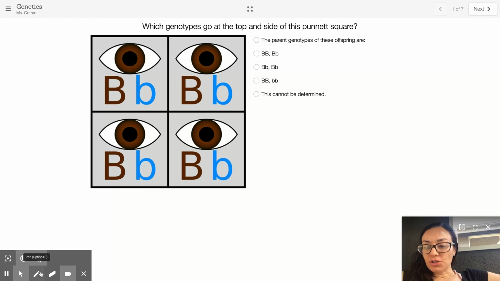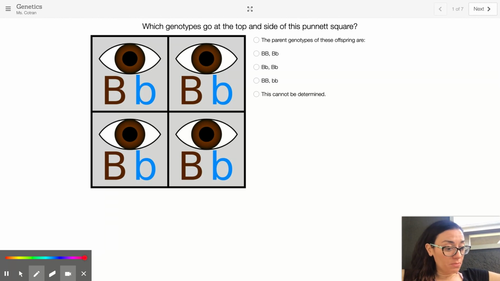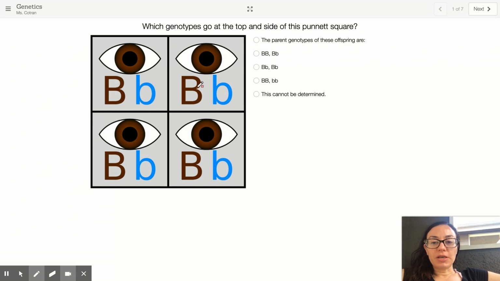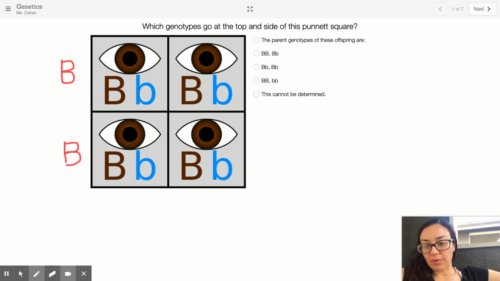So if you remember from yesterday, we have alleles, right? We usually have two from mom and two from dad, and then they combine when they make offspring. So if you have these capital B's right here, that basically means that maybe dad was dominant for brown eyes, which is capital B. Okay.